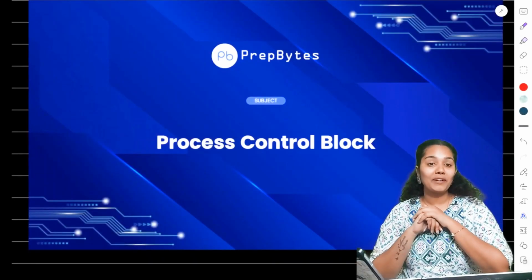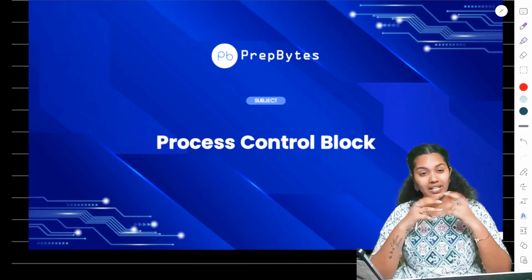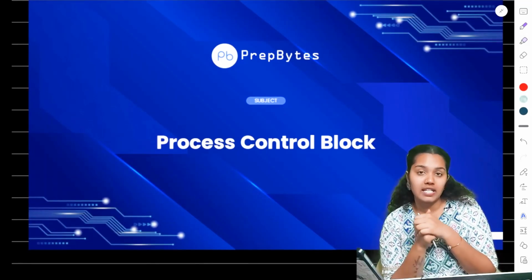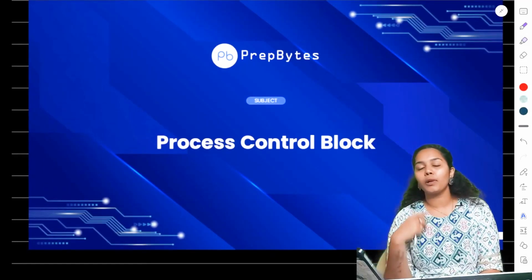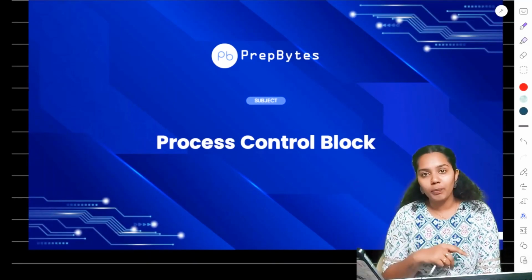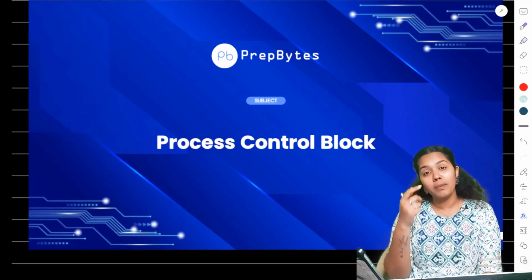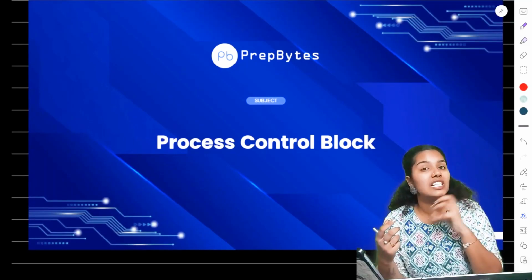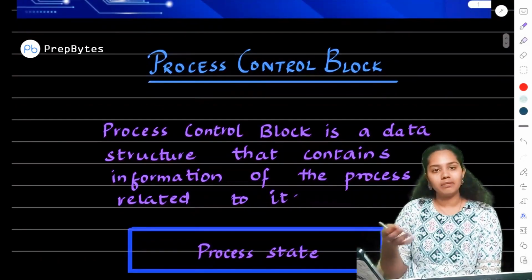Hi guys, so in the previous video we have seen types of operating systems. Now in this particular video, let's understand what is a process control block. Before going into the process control block, I think you remember I told you in the introduction of operating system what a process is. I asked you to imagine the process as a program which is in execution. The same thing applies here as well.